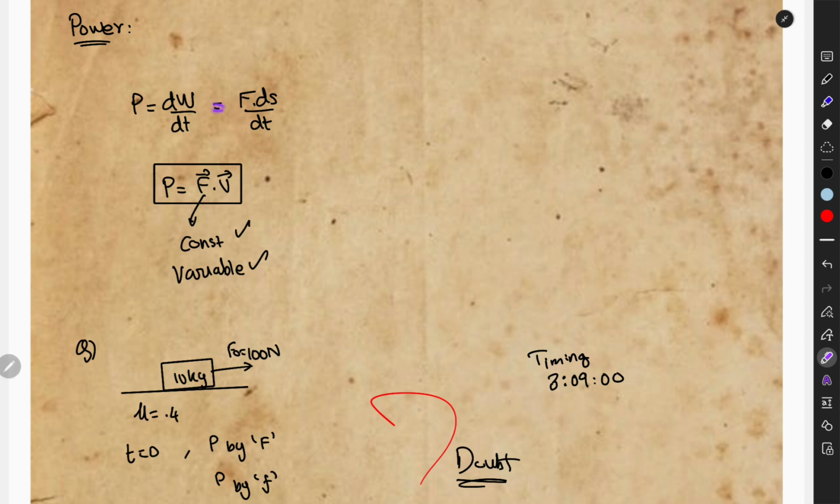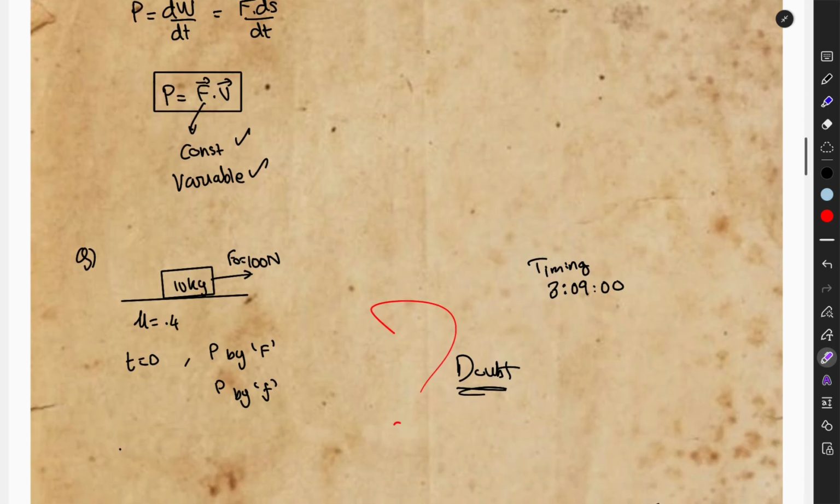Which can also be written as F dot ds by dt. So ds by dt, you can say that it is the velocity. So the final power formula will be P is equal to F dot v. You can apply this formula even for constant and variable forces. Fine.